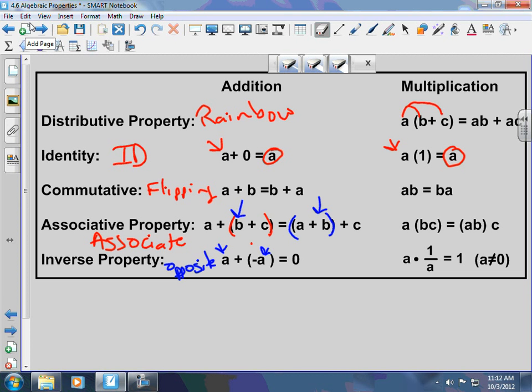For our friends on the internet, go through the problems on the notes, go through your homework, try to identify which property it is based on these definitions and examples. If you have any questions, please come in and ask.